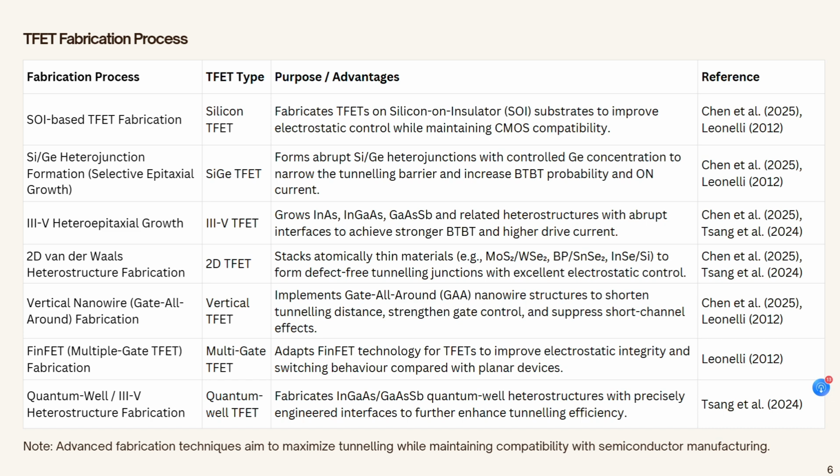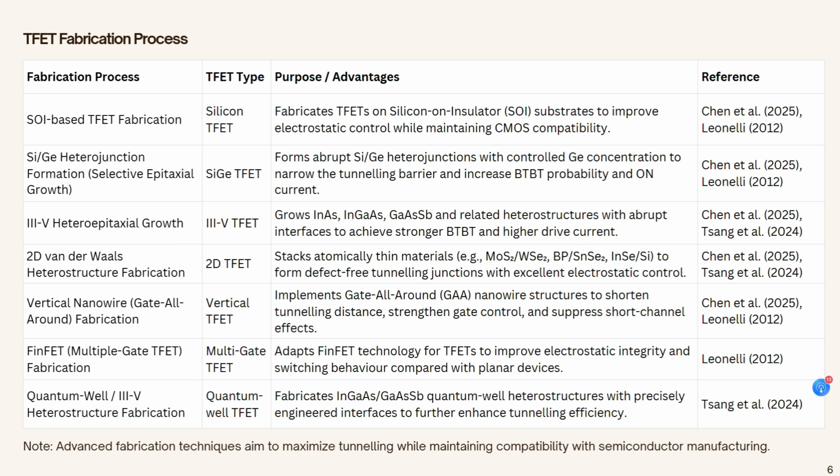When comparing the three studies, we can clearly see that each paper focused on a different strategy for improving TFET performance. The silicon-based work emphasized CMOS compatibility and manufacturing practicality, making it easier for industrial adoption. In contrast, the group III-V heterostructure research prioritized achieving a higher on-state current by enhancing band-to-band tunneling through narrow bandgap materials. The study on two-dimensional van der Waals heterostructure takes a different approach by using atomically thin materials to improve electrostatic control while suppressing short channel effects.